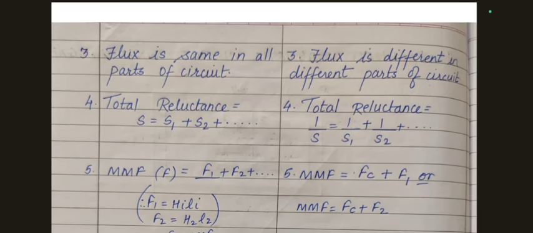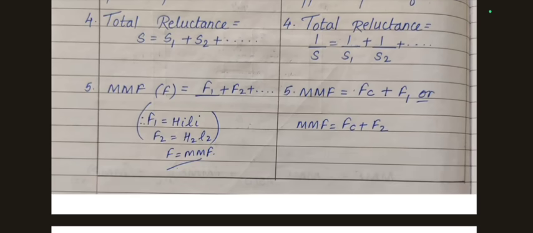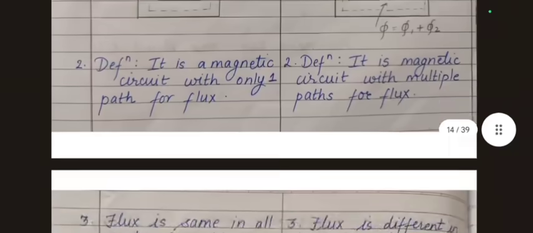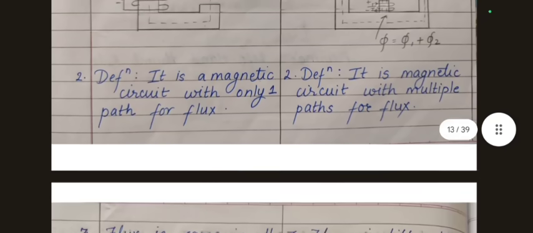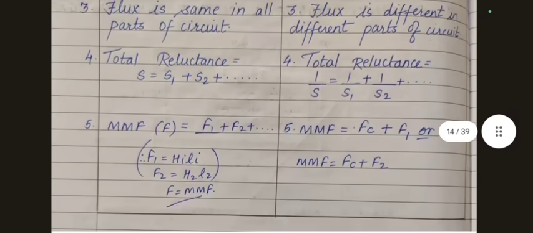The third point, only 5 points of it are there. Third, flux is the same in all parts of the circuit because it is series, and in parallel flux is different in different parts of the circuit. Then write about reluctance. In series, total reluctance S is equal to S1 plus S2, and in parallel, 1 upon S is equal to 1 upon S1 plus 1 upon S2. Now write about MMF: F1 plus F2 in series, and FC plus F1 in parallel. FC is the MMF of center, remember. So here we just write the formula which we have derived. So this was the important topic, the difference between series and parallel magnetic circuits. 5 points are asked, so this question will be for 5 or 6 marks.